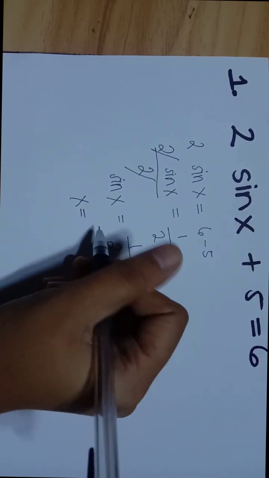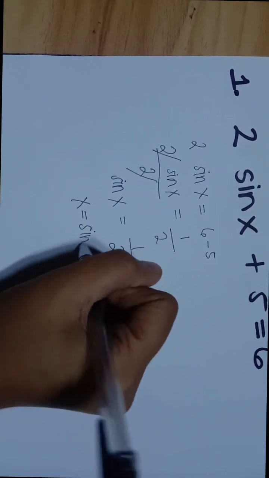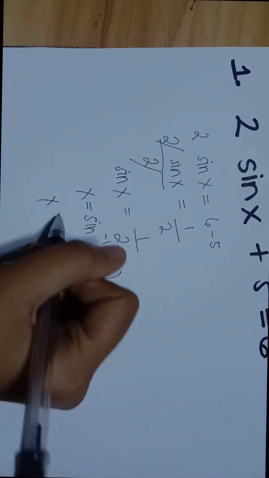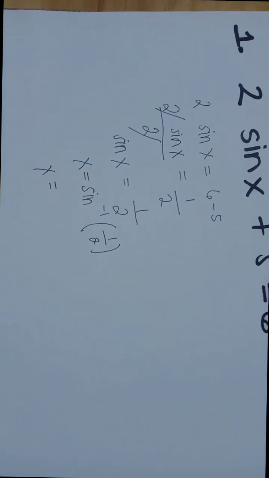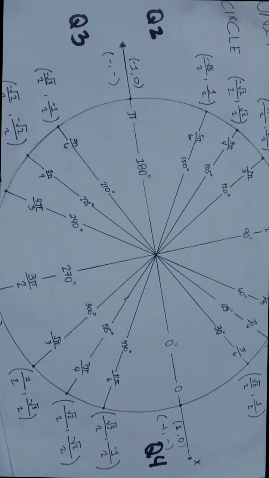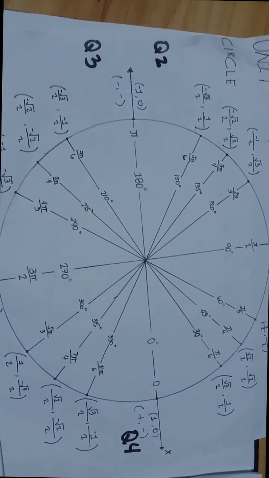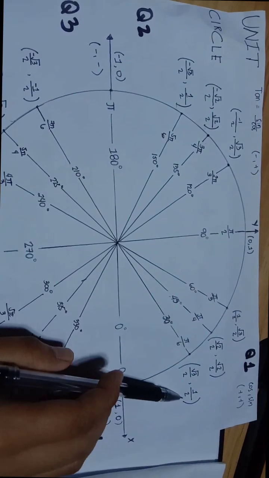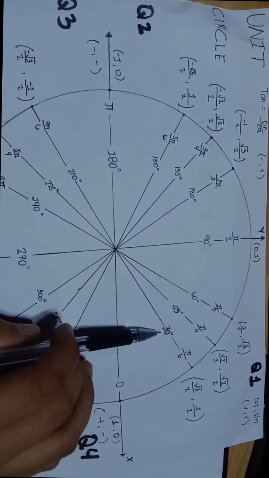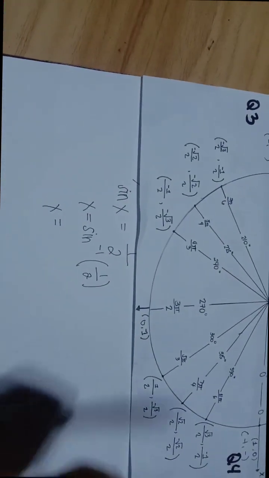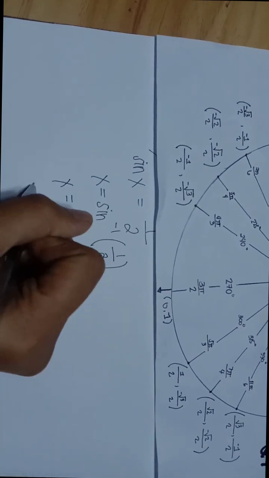x is equal to arc sine of 1/2. So, the value of our x now is what? Okay, using a unit circle, since the value is 1/2, x is 30 degrees. So the first value of our x is 30 degrees.